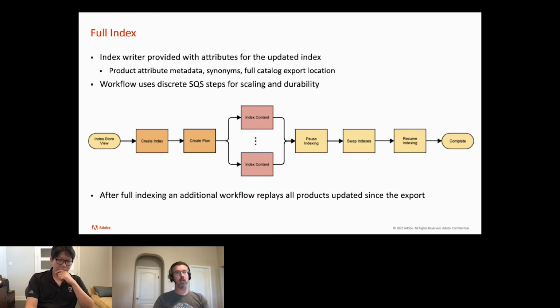We pause that. Once that's done, we swap indexes, and behind the scenes, that's just taking an alias. We have a well-known alias per store view, which was pointing to the old index. We now point it to the new index. We go out to the meta index service and write out the metadata about our new index, all those inputs that were used to generate it.